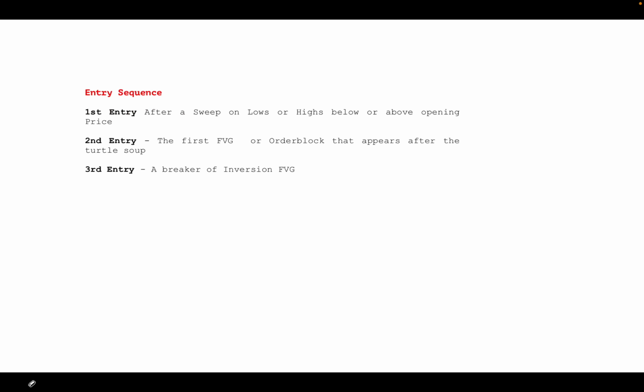So as I said, during the distribution phase is where we need this entry sequence. So we have our first entry, after a sweep on lows or highs below or above the opening price. Our second entry, the first fair value gap or order block that appears after the total soup. So this is a fair value gap, order block, or optimal trade entry. Then our third entry, a breaker or inversion fair value gap. I made a mistake here, I'm sorry. So a breaker or an inversion fair value gap.